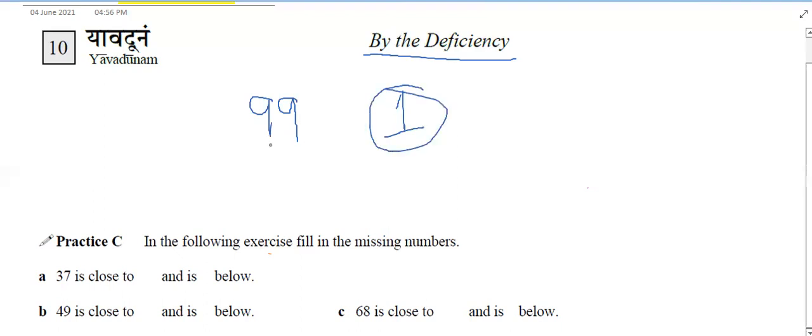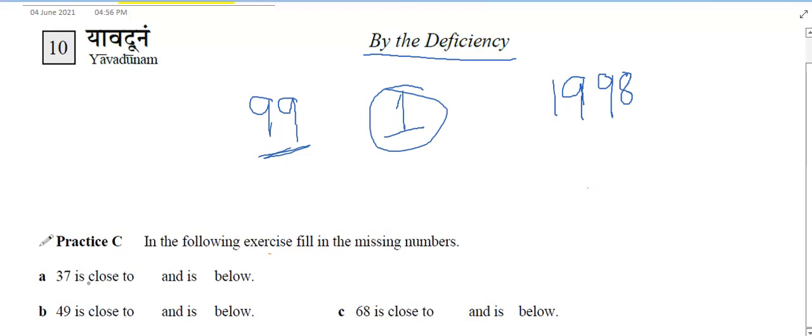99 is deficient by 1, and it is close to 100. Suppose 1998 is close to which number? 1998 is close to 2000, and it is deficient by 2. In that way, tell the answers for this.